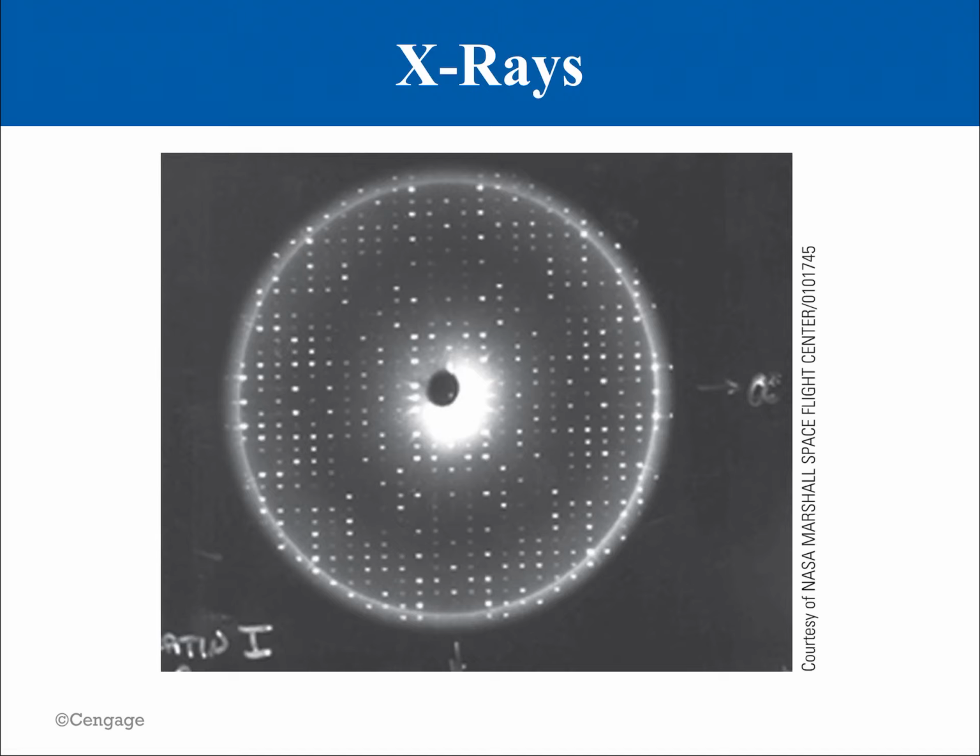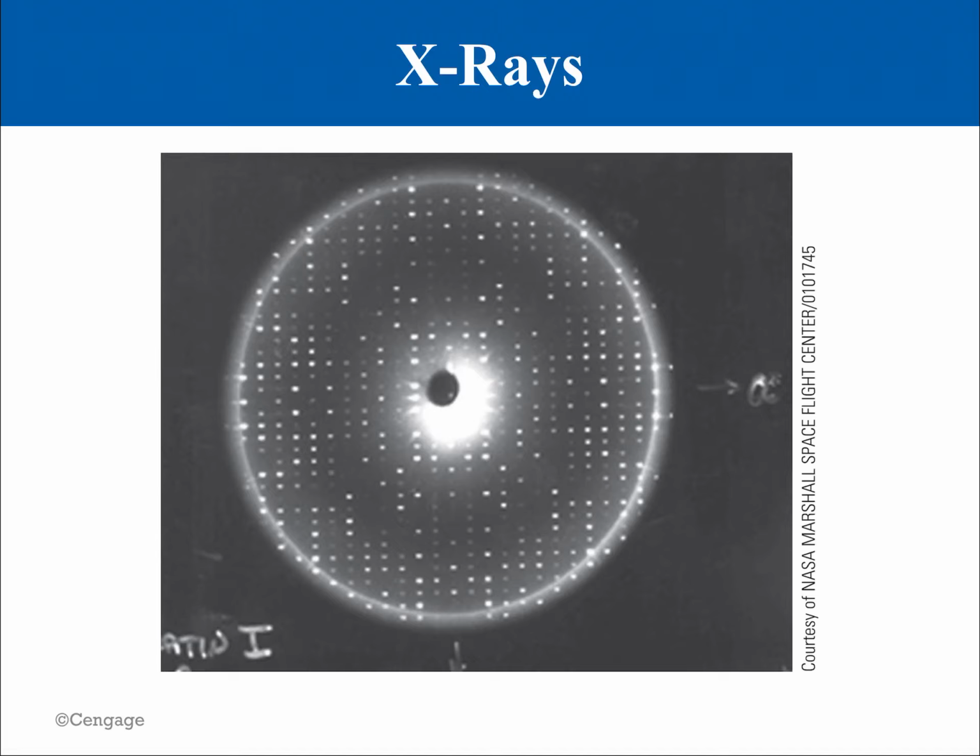X-rays have a higher frequency than ultraviolet radiation and can easily penetrate most materials. Typical X-rays have a wavelength of about 0.1 nanometers. So you can think about how they're almost 1,000 times shorter than the wavelength of visible light. This is on the order of atomic spacing, so these things are the size of the distance between atoms.